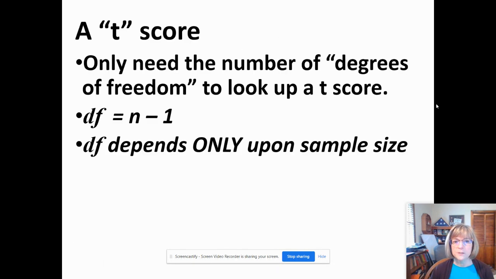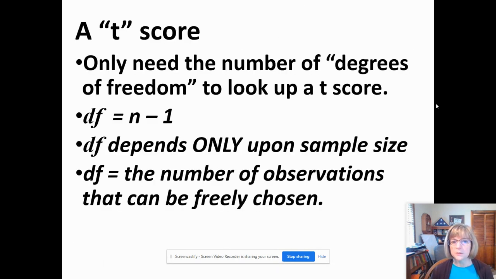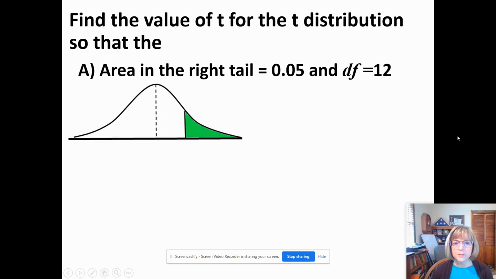So to find this t-score, we only need what's called the degrees of freedom, and that's this df right here. df depends on the sample size, n minus 1. If you really want to know what df stands for, ask me on the next Zoom meeting, and I will explain that to you. So here's how this works.